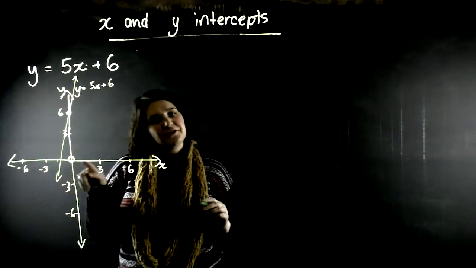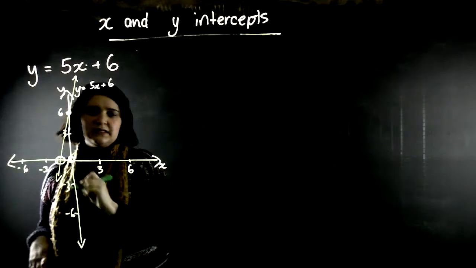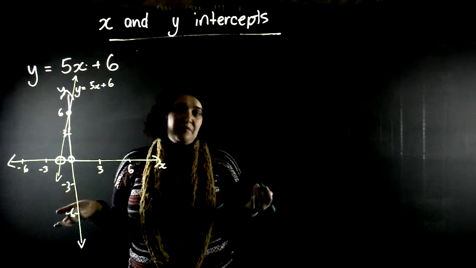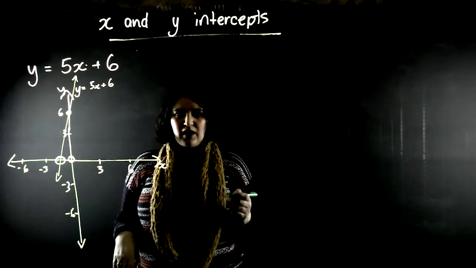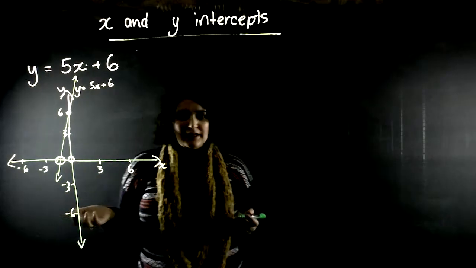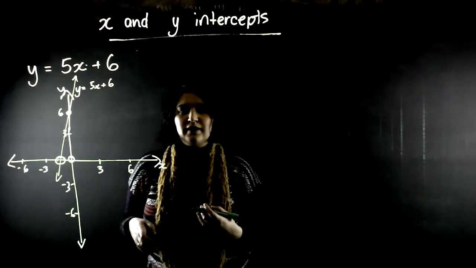But visually, I don't know whether this value here, this x-intercept, is a whole number. I can't just guess, oh, that looks like about 1. I need to calculate it. So we're going to do that algebraically.